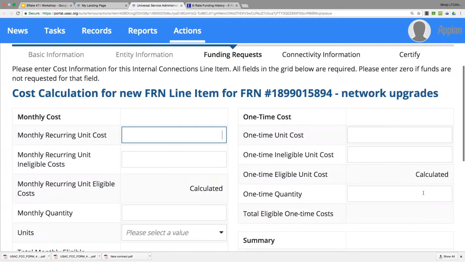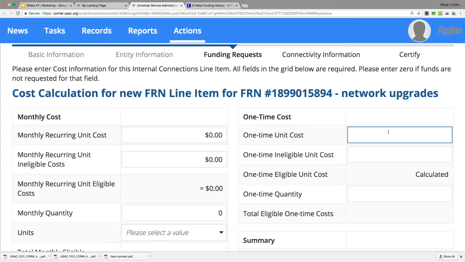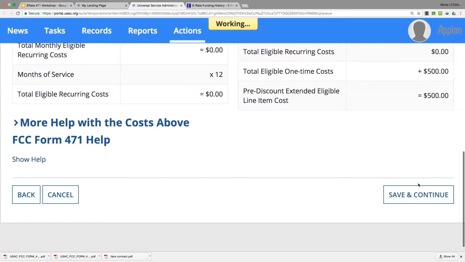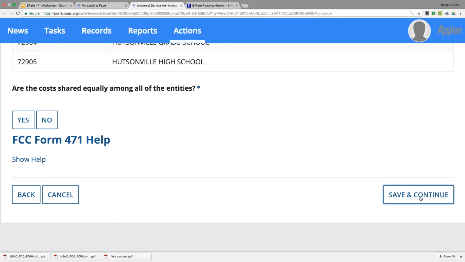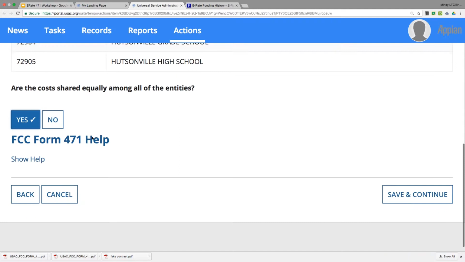And say continue. So again, 0 for my monthly costs. One-time cost of $500. Ineligible is 0. One-time quantity is 1, so I only need one of these controllers to manage my network. And I do have to say each. Again, save and continue. However, this wireless controller will be used equally among my grade school and high school. It's managing all of my network entities. So I say, yes, they are shared equally.